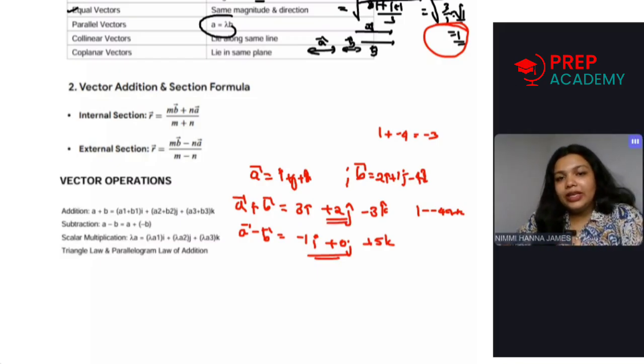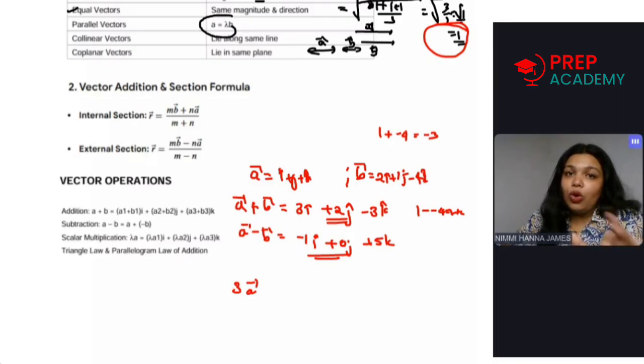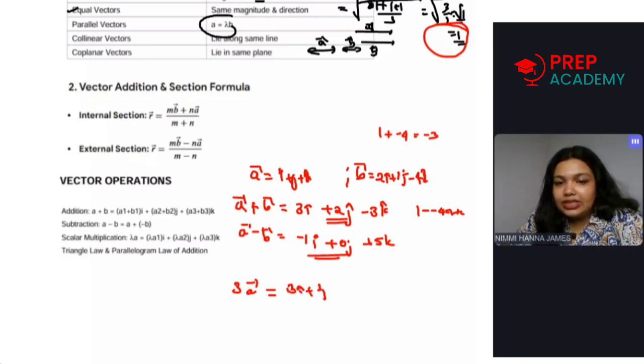And scalar multiplication means I want to find 3 times a vector. That is, I want to multiply 3 to this a vector. That means I have to multiply 3 to all the components i, j and k. So 3i plus 3j plus 3k gives the 3a vector.